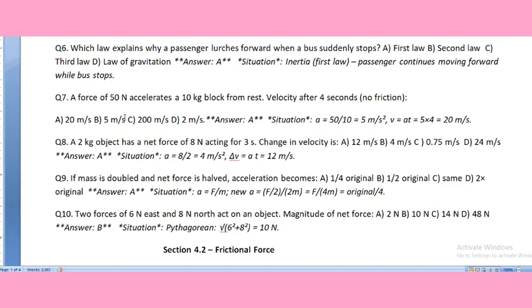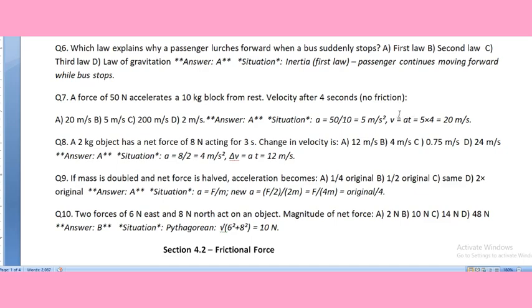Choice D, 4 meter per second. From the given, we know the applied force. The applied force is 15 Newton, and the object is 10 kilogram. To calculate the acceleration, we simply divide the applied force by the mass of the object, which means 15 Newton divided by 10 kilogram, which equals 5 meter per second squared.